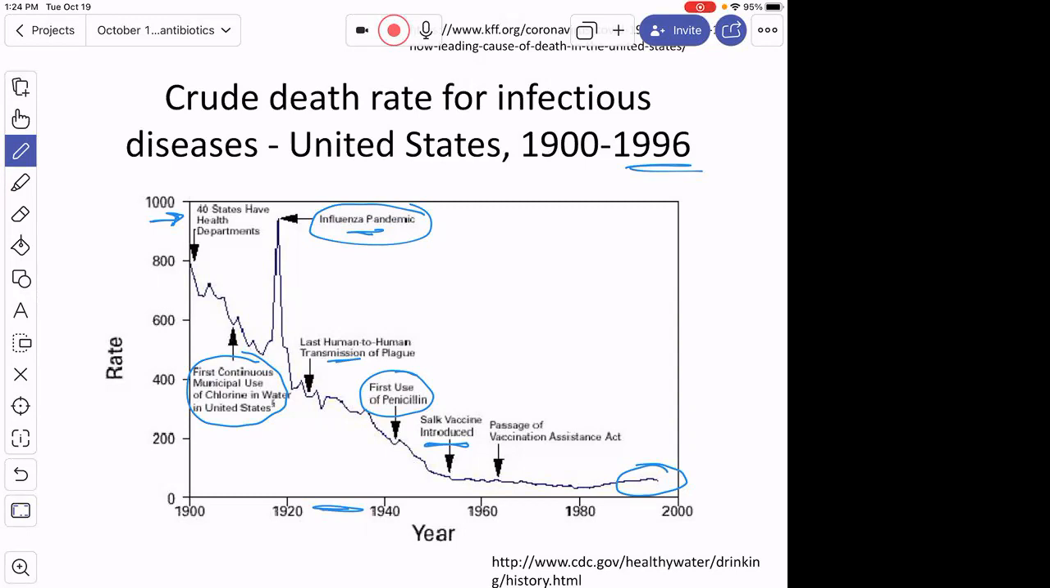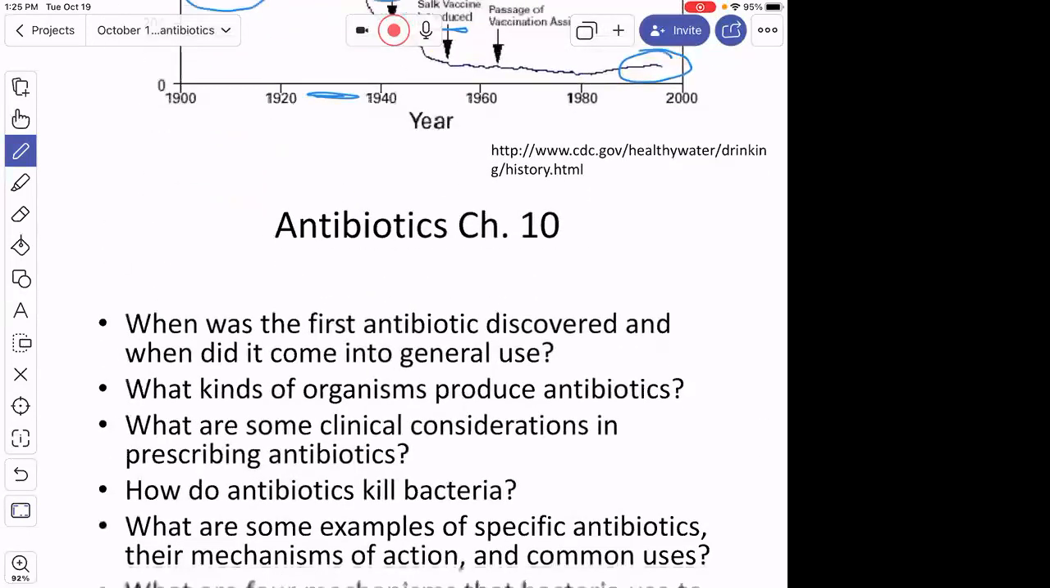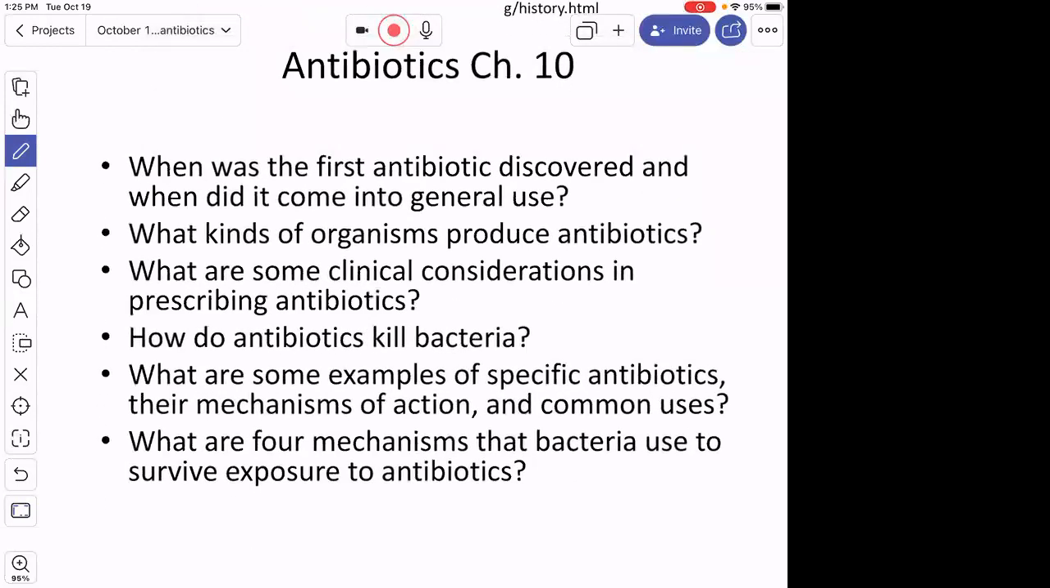Some lax, not as many people vaccinating for various reasons. So we obviously haven't won the war, but hygiene, vaccinations, antibiotics, those have been kind of the big three things that are helping us.